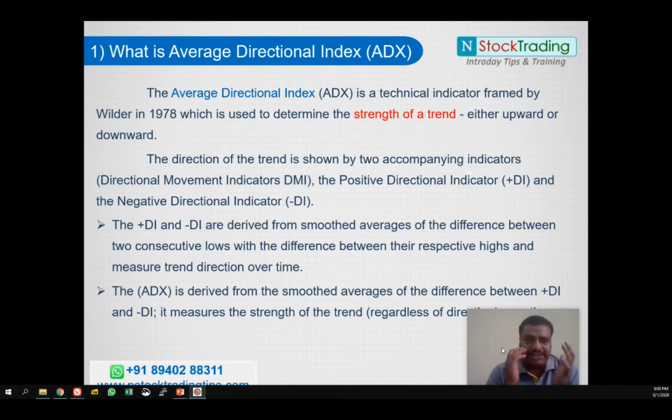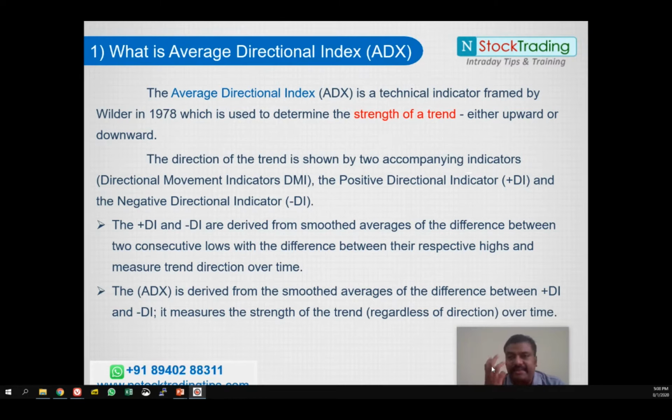ADX is derived from the smooth average of the difference between the plus DI and the minus DI. So plus DI and minus DI are calculated from the consecutive lows and consecutive highs. ADX is again a smooth average of the difference between plus DI and minus DI. So it gives us the strength of the trend without the direction over the given time period. So this is called ADX, and it is accompanied by two more indicators, which are called plus DI and minus DI.